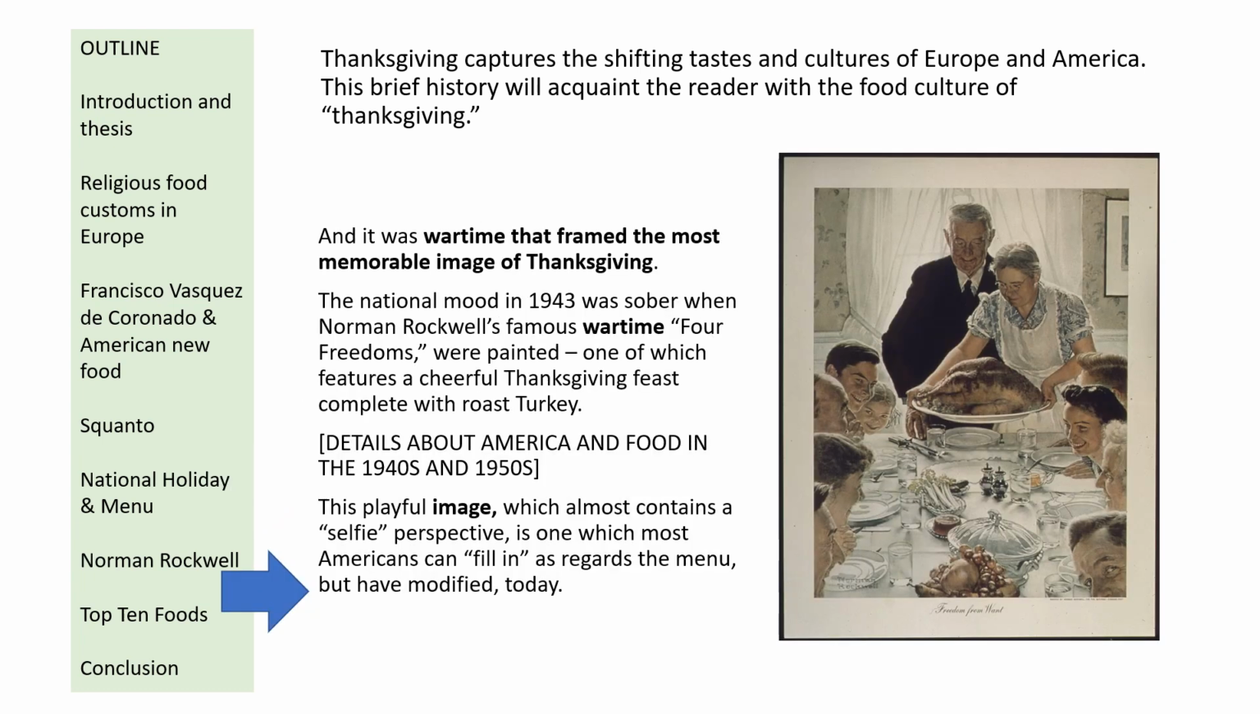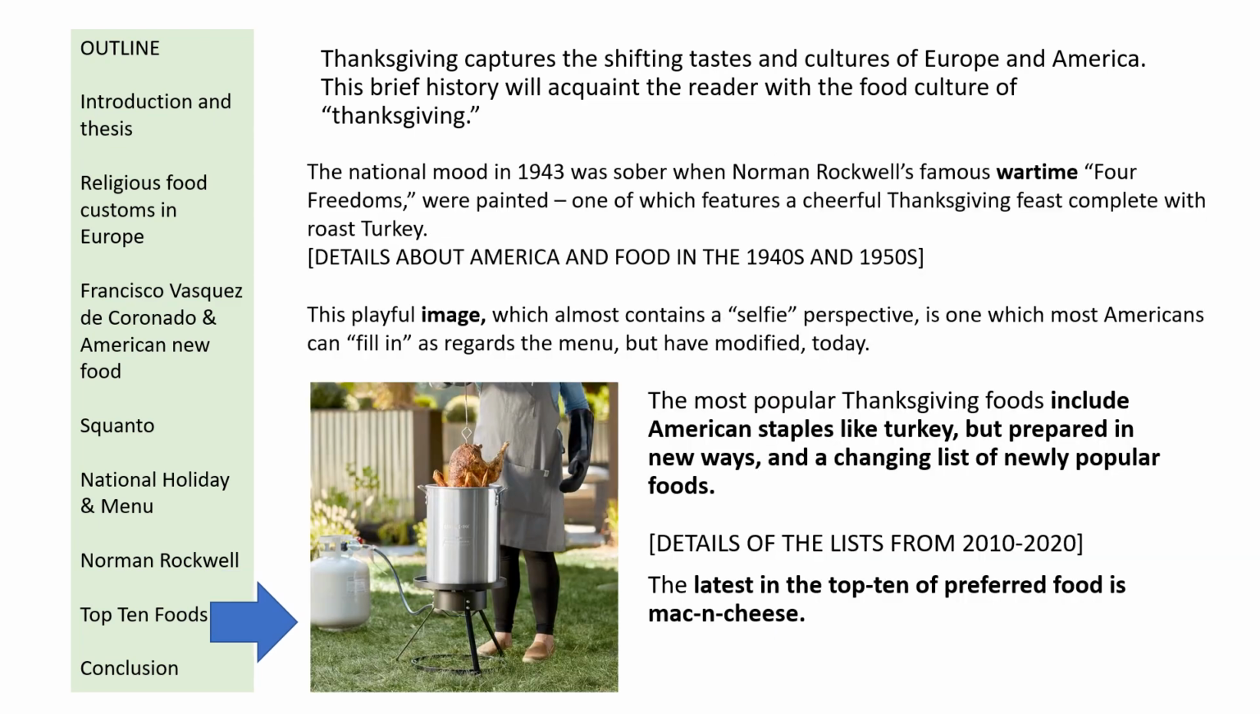And I can take that same picture from Norman Rockwell, but I can talk about what's on the table rather than the national mood. And I can talk about the roast turkey being the center of that image, which it is. And a little bit about how Americans know what should be on the menu, but are changing it for the current tastes and diets. Now I need to do a little research on the top 10 lists for Thanksgiving menus. I didn't do that, but that would be my content for the penultimate paragraph.